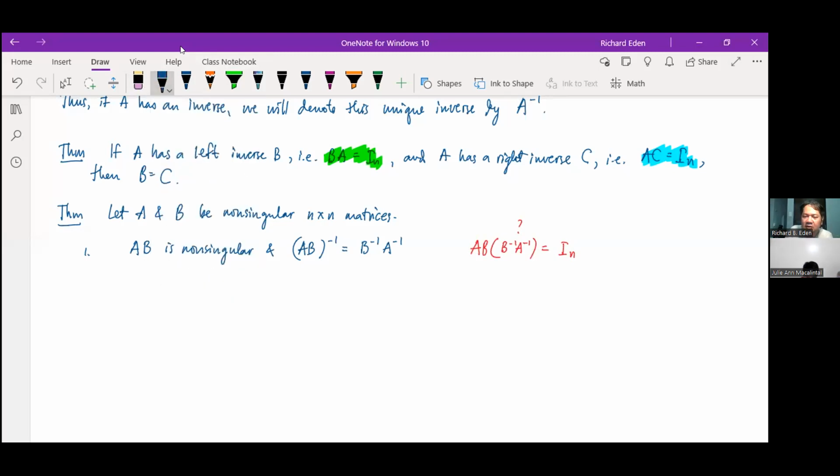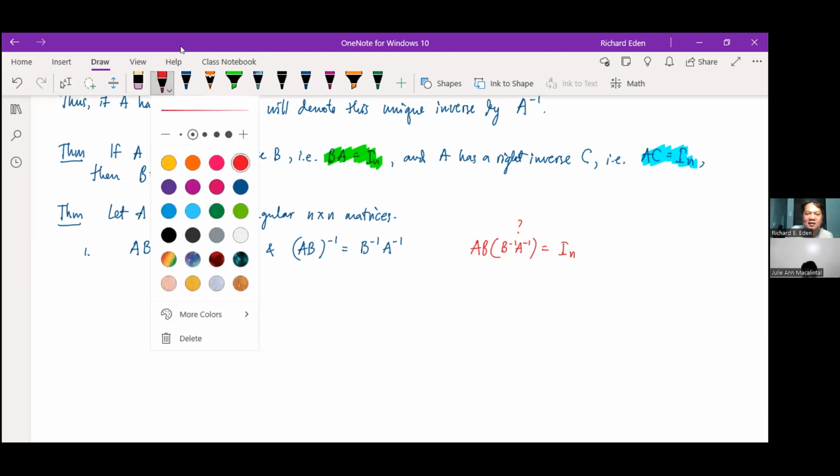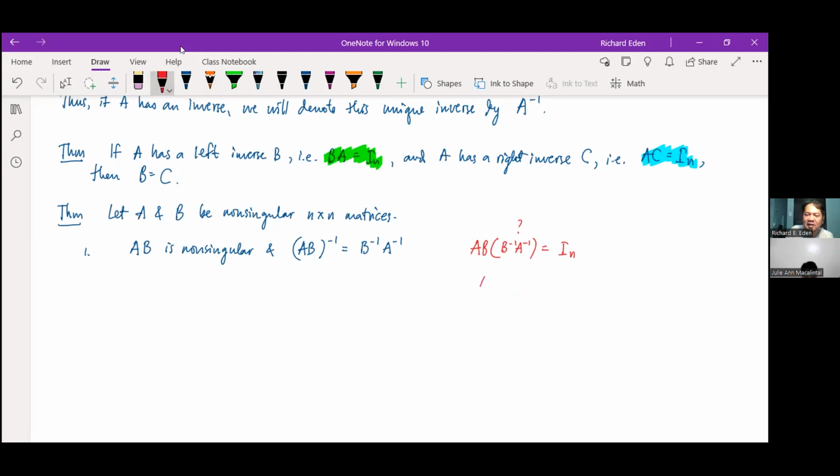Kasi, look, AB, let's multiply that to B inverse A inverse. Wait, sorry, I said I was gonna use a different color for the proof. Okay. So AB multiplied by B inverse A inverse. Pwede na pala po, sa OneNote, i-select na po tapos i-click po yung color of your choice to change the color. Oo nga, nalimutan ko.